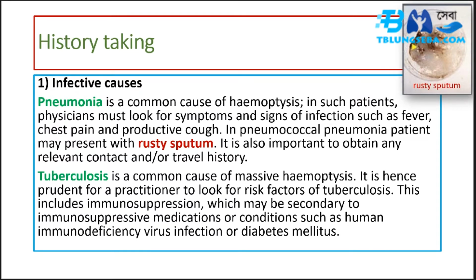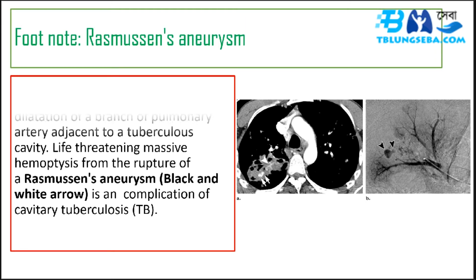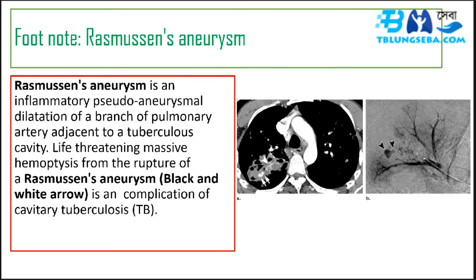Tuberculosis is a common cause of massive hemoptysis. It is hence prudent for a practitioner to look for risk factors of tuberculosis. This includes immunosuppression, which may be secondary to immunosuppressive medications or conditions such as human immunodeficiency virus infection or diabetes mellitus. Footnote: Rasmussen's aneurysm is an inflammatory pseudo-aneurysmal dilatation of a branch of the pulmonary artery adjacent to a tuberculous cavity. Life-threatening massive hemoptysis from the rupture of Rasmussen's aneurysm is a complication of cavitary tuberculosis, TB.